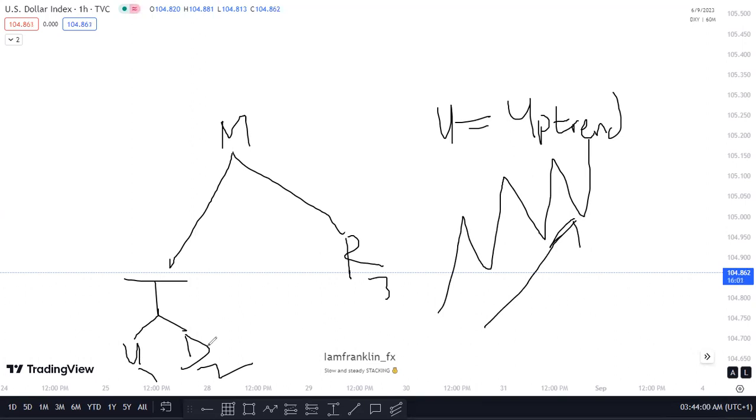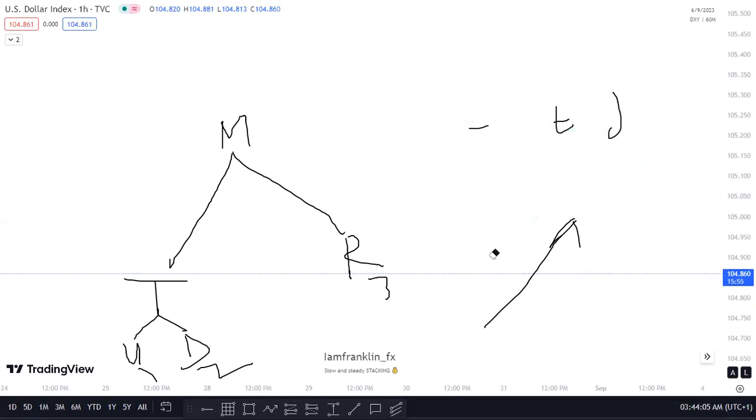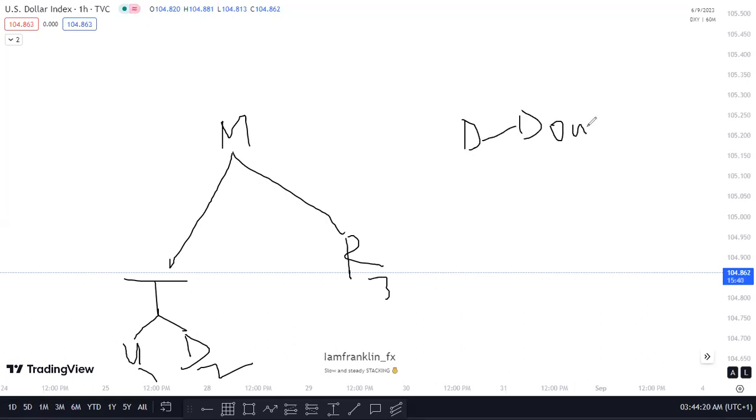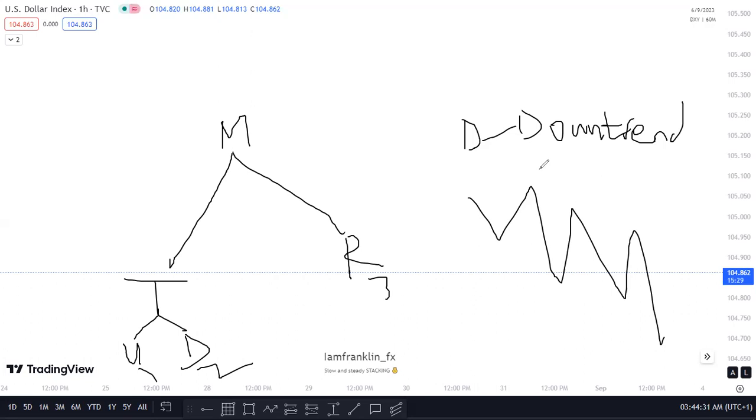Now, the reverse is the case for the downtrend. The downtrend is the opposite of the uptrend. It is basically when the market is going down, in a downward direction. So we say the market is in a downtrend.